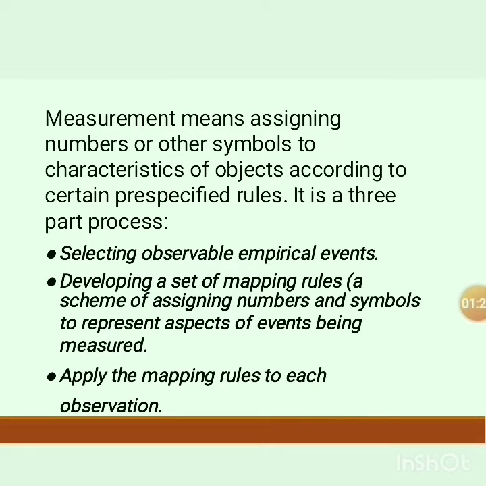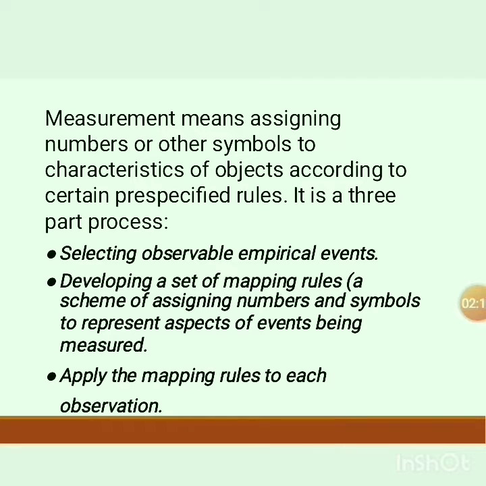Measurement means assigning number or other symbols to characteristics of objects according to certain pre-specified rules. For example, we have a particular object, cloth, suppose, and we want to measure its length. So, length is one parameter which has to be measured. So, we have assigned inches on a scale, and in those inches, we measure this cloth. So those inches are represented in numbers. So likewise, this measurement has three parts.